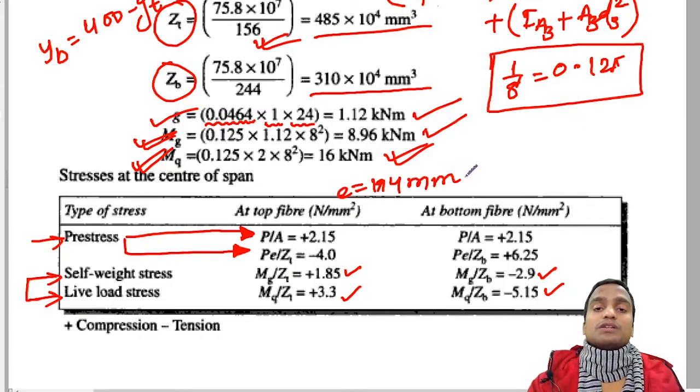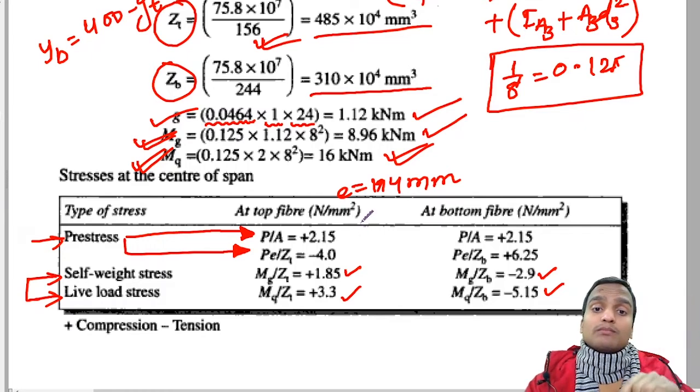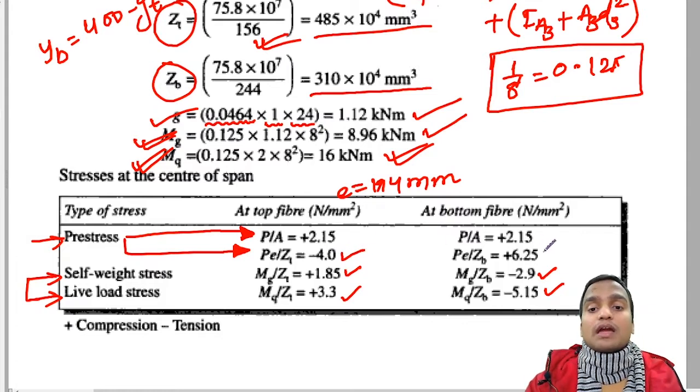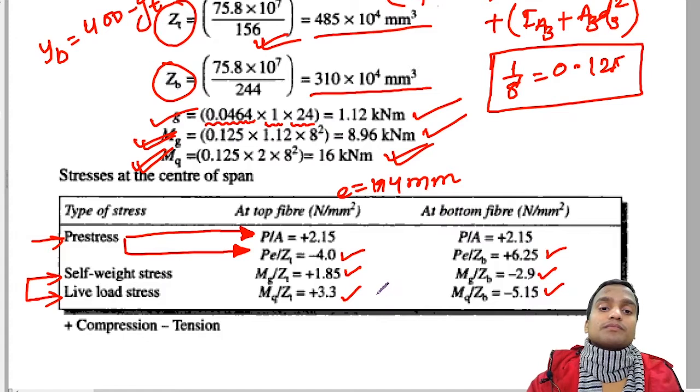So due to this there will be an eccentric moment, and this moment will be creating tension at the top and compression at the bottom. So the tension is negative sign at the top and positive sign at the bottom. This is very easy to calculate. All these values, P divided by A, are given and we can calculate. It comes out to be 2.15 and it will be equal for top and bottom.